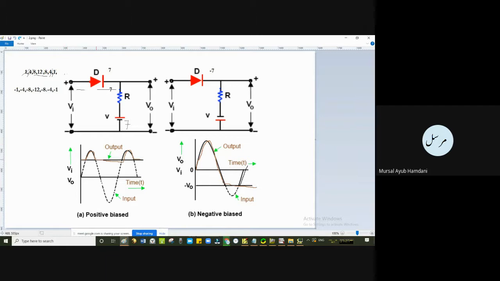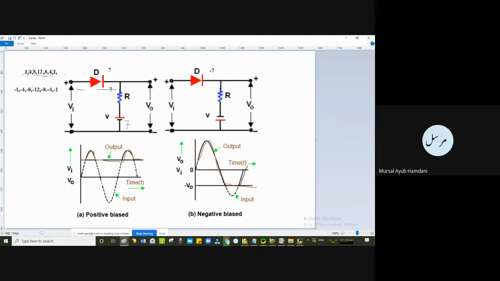But as soon as the input falls below the value of 7, the output will remain at 7, because at that time the diode will be rendered open circuit and the output will not be connected to the input. Okay, now what about the negative half cycle?